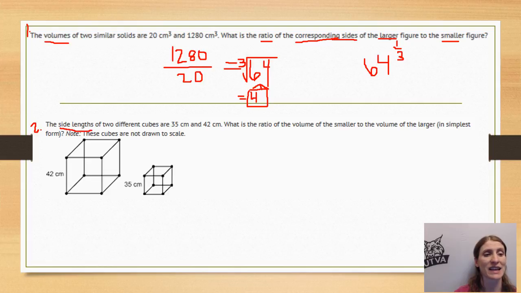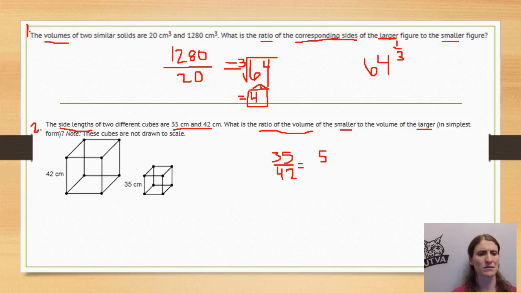Okay, so now going down to number 2, look at what's different. Now we have the side lengths, and we're trying to find the ratio of the volume. So now we're going to kind of go the other direction, so opposite of what we just did. I want to know small to large this time, so I'm going to take the small one, which is 35, and I'm going to write it over 42. And then that's not going to reduce very well. I guess, let's see, 7 probably goes into both of them. So 5, 6, right? Yeah, it's 5, 6. Had to double check myself, make sure.